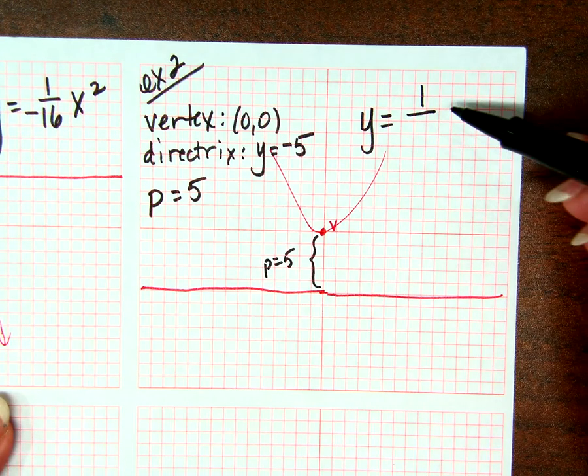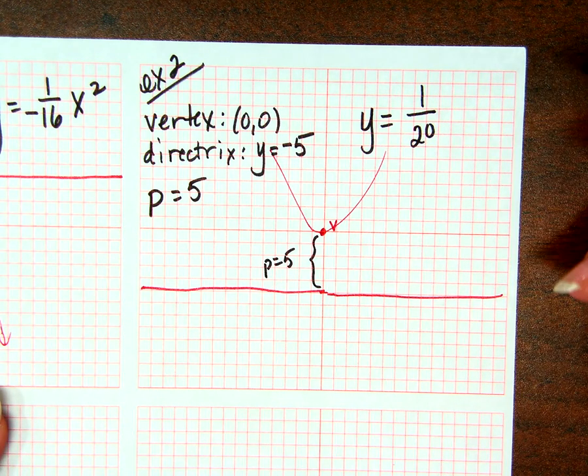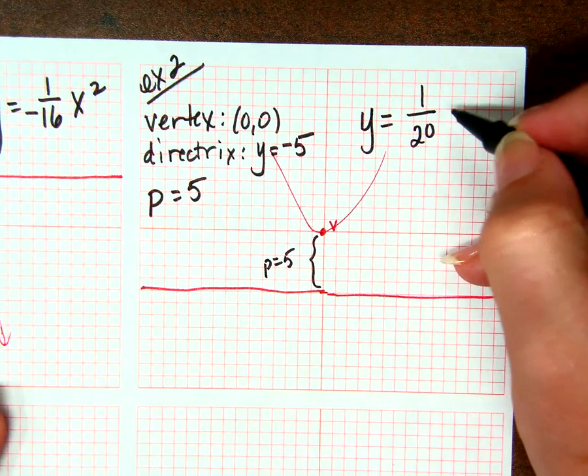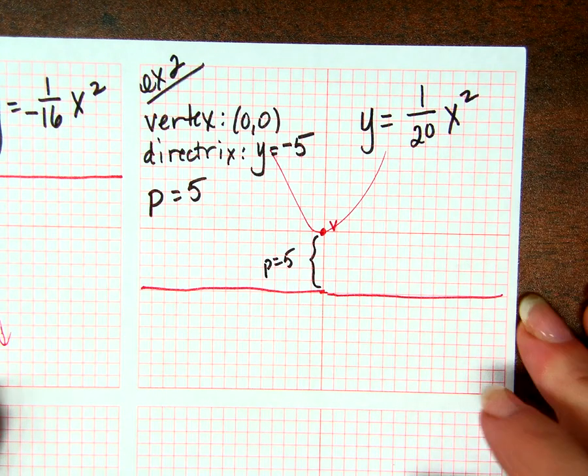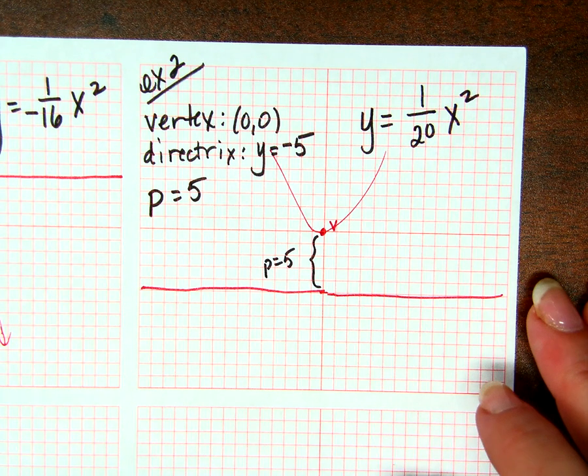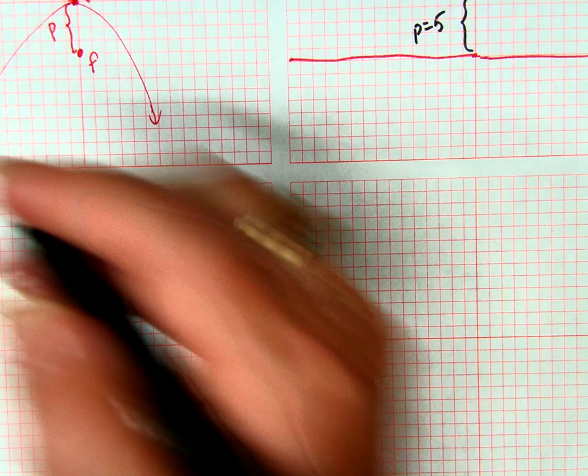So we have y equals 1 over 20. And why do you think it's 20? 4 times 5. And that's it? Oh, x squared. Done. Okay so far? Example 3.